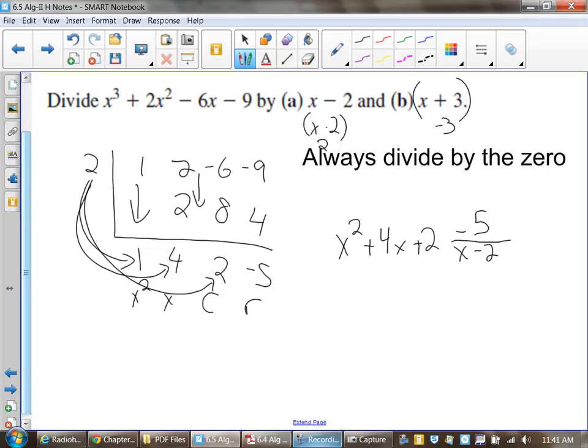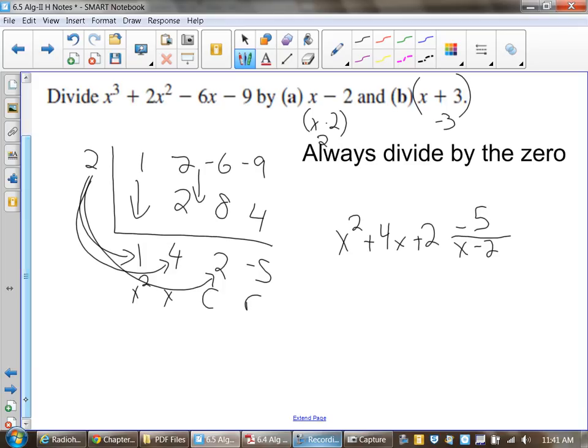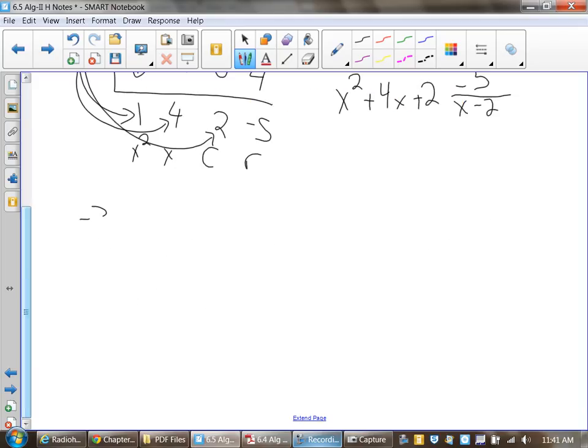Let's do the same thing with the other one, with the x plus 3. If I'm going to divide the same thing by x plus 3, what's my zero? Negative 3. So I set that up with the negative 3 out front. Take your coefficients, which were 1, 2, negative 6, and negative 9. Again, the first thing you do is drop the first term.